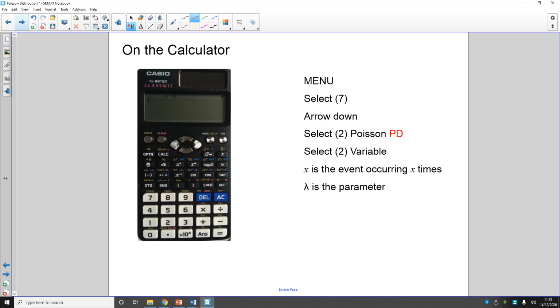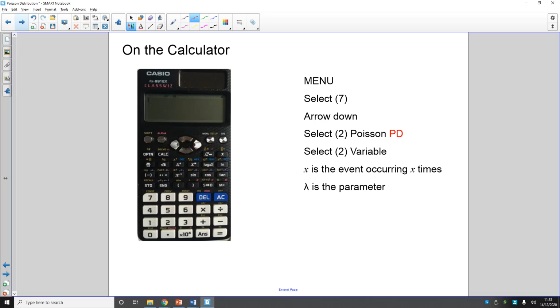Okay, now that we've got these calculators, hopefully we have found that by selecting the right function on the calculator, we can actually work these out without actually going into the full formula. So how do we do this?